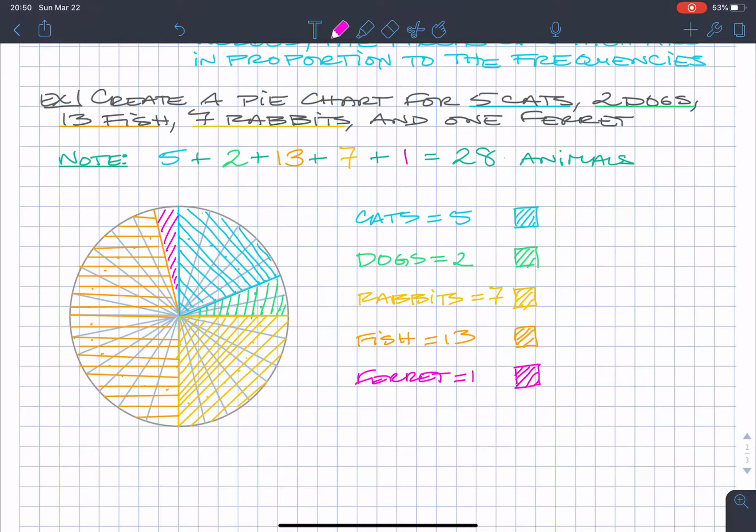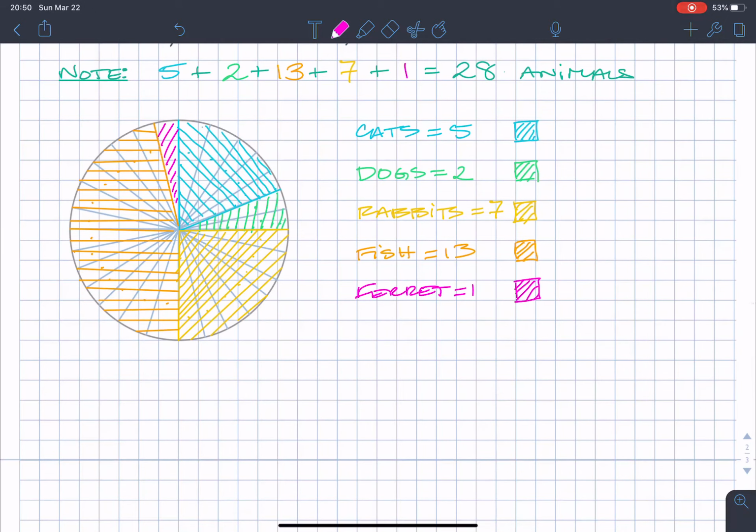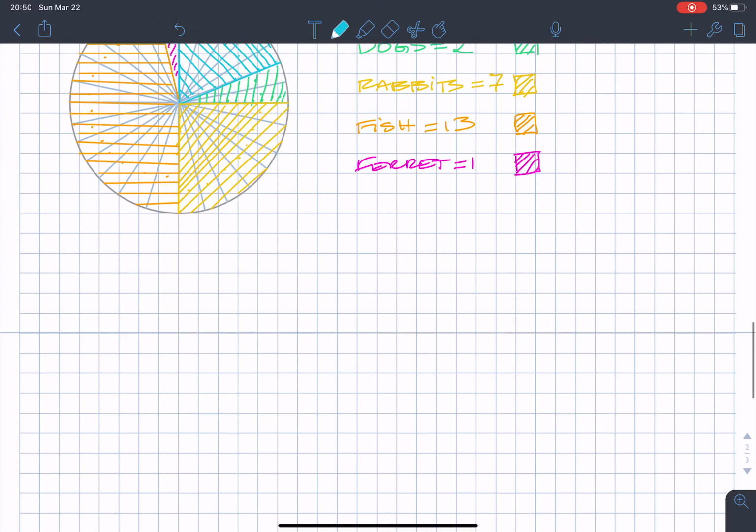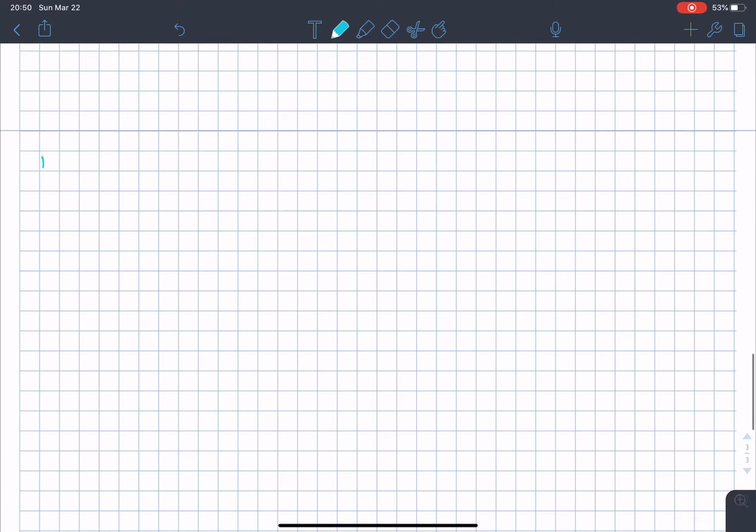Okay, so this is a pie chart. And now we're going to move on after all that work. Let's see. Do I have 1? I'll go down to the next page. Okay, so definition.